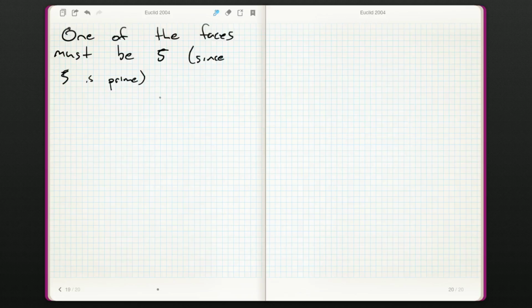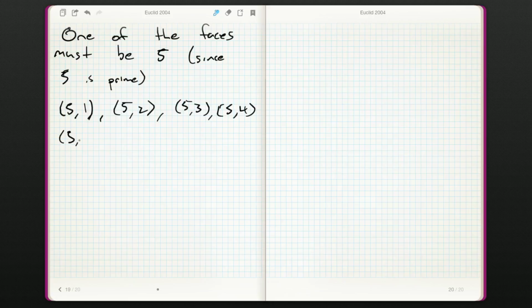If we had a 10-sided die, this also wouldn't work, because you could have 10, which is not going to be 5, but you'd still get a product that's divisible by 5. But this narrows things down. Let's let the first die be 5. So we can get 5 and a 1, a 5 and a 2, 5 and a 3, 5 and a 4. You get 5 and a 5. This one's going to come back to us in just a moment.